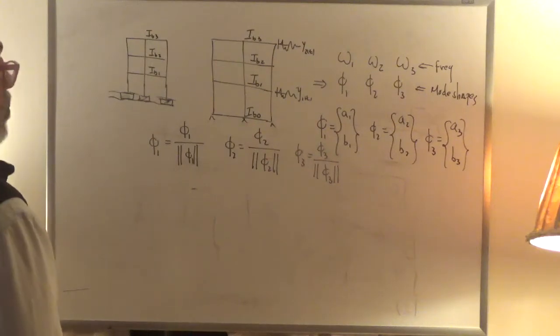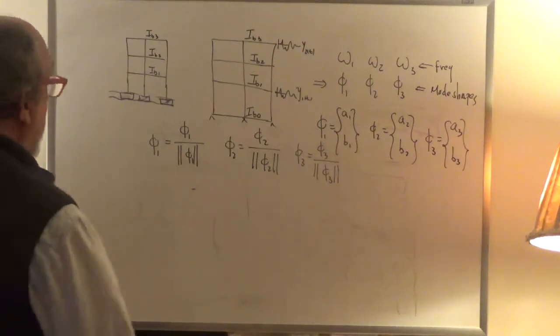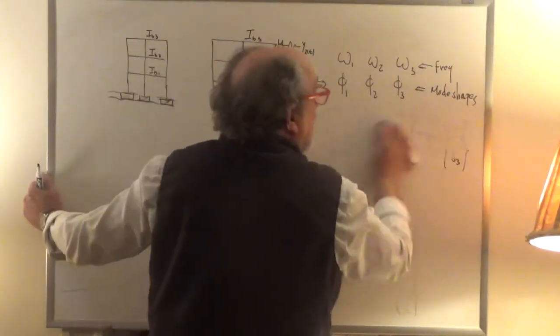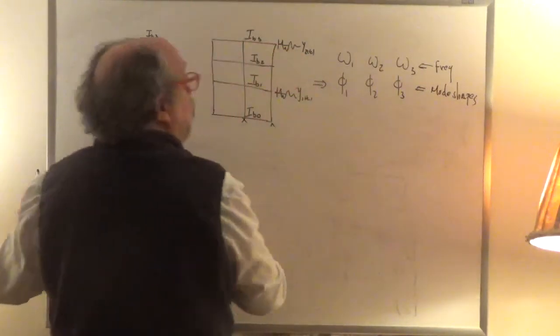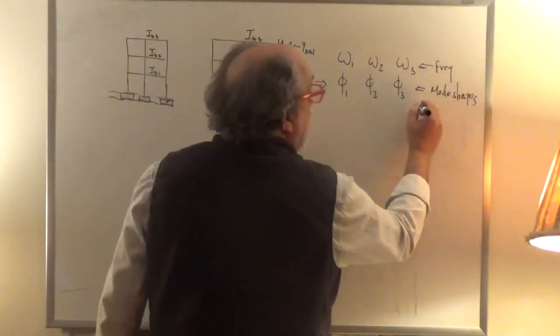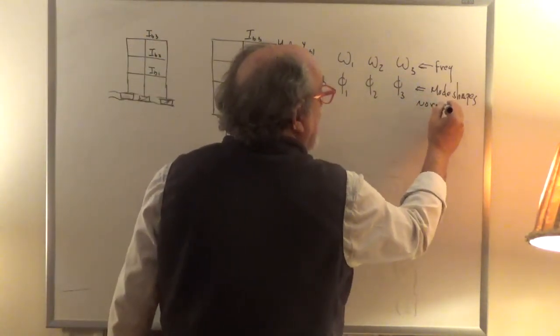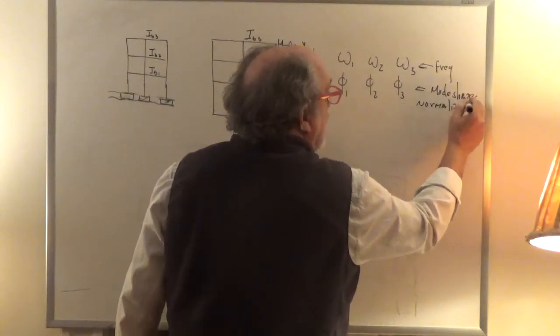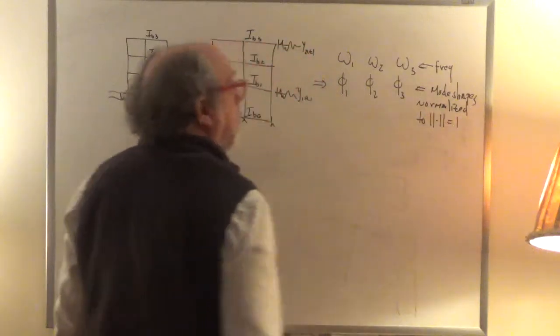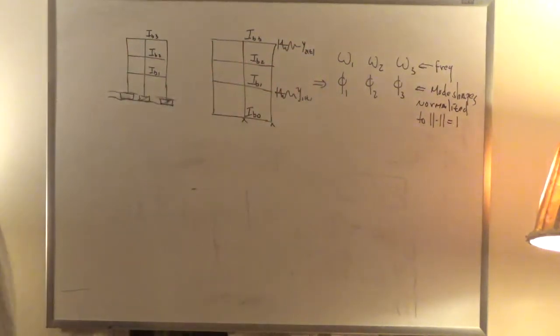Okay, so having done that, and in order to have some space, I'm going to just leave it like this. Let's say that these are normalized to norm equal 1.